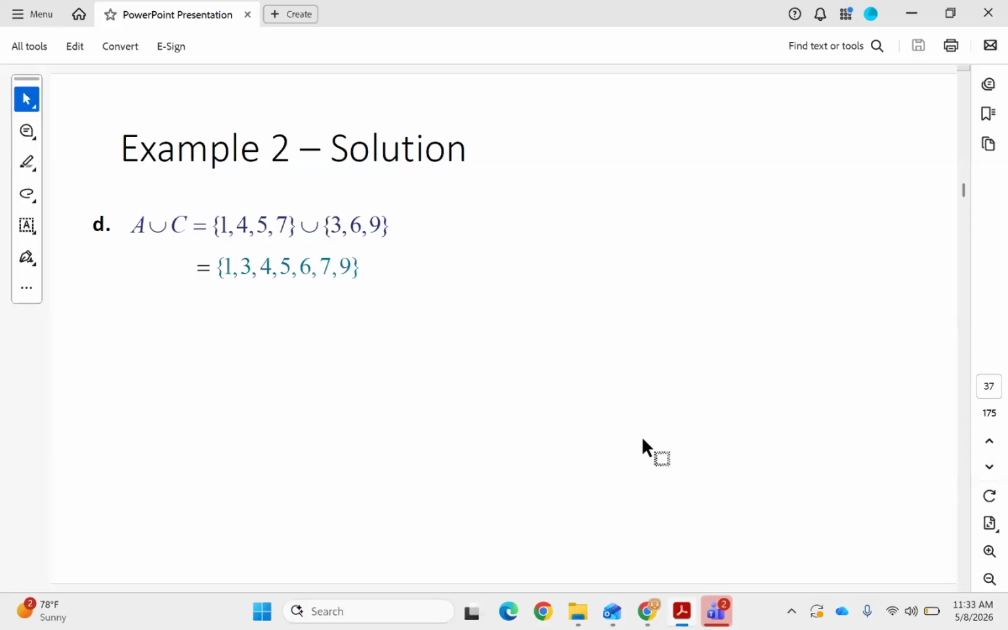All right, moving on to the next one, A and C. The union of these two sets basically looks like a sum because it adds all of the elements that are in A plus all of the elements that are in C. Since we have no repeated ones, the union is literally the sum of both. Okay, moving on.